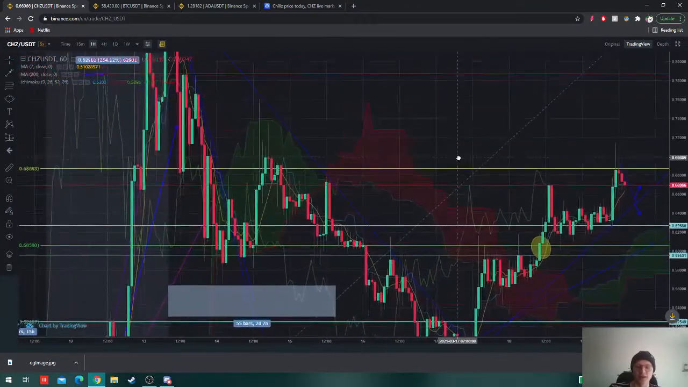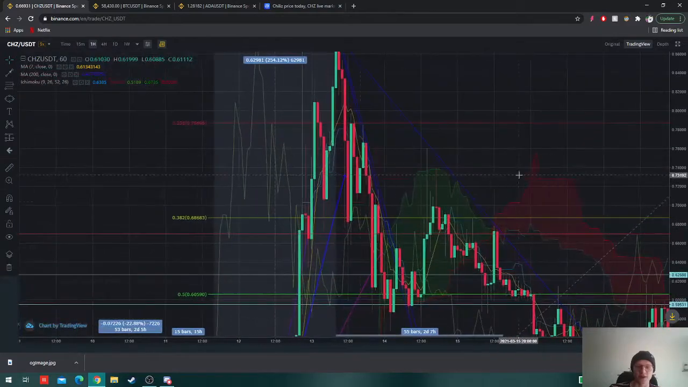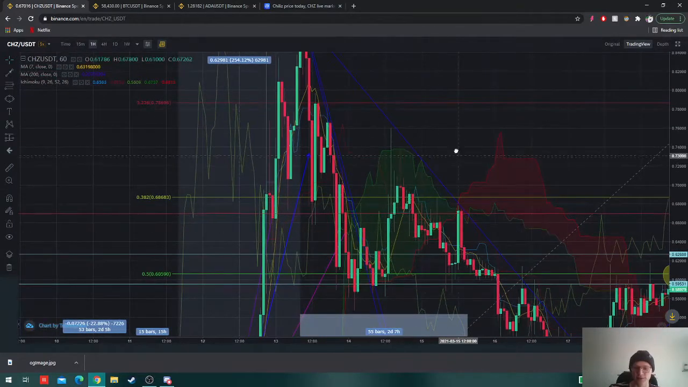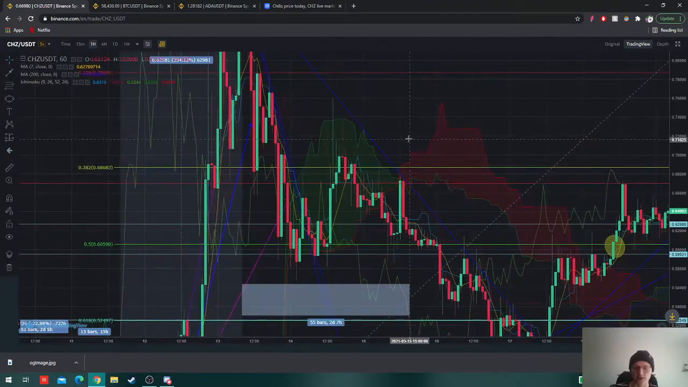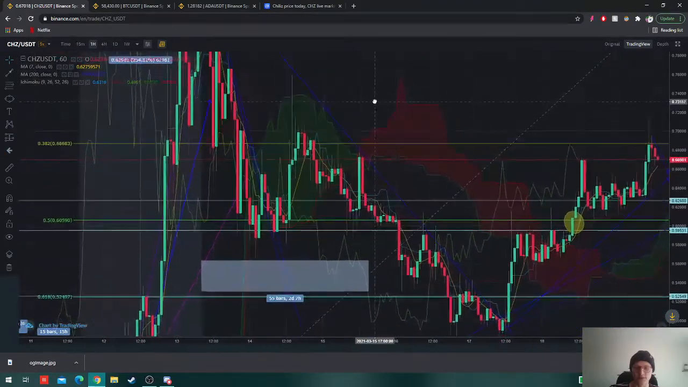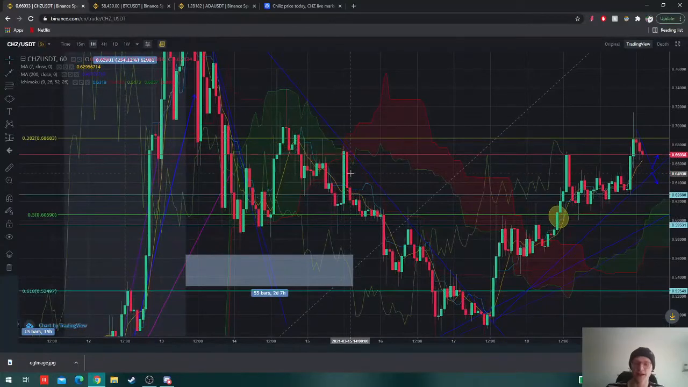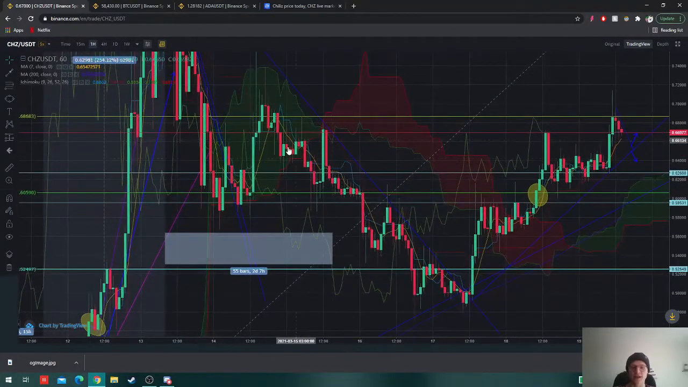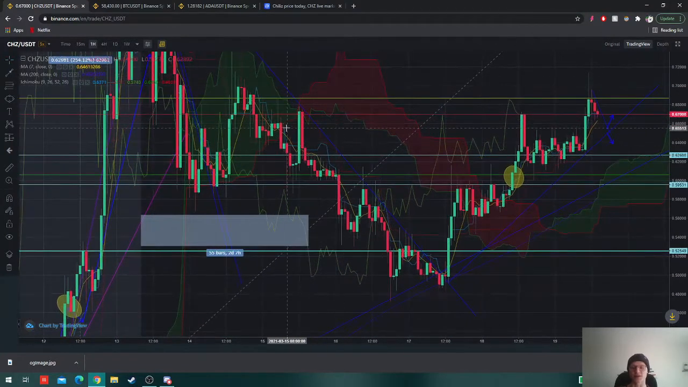For example, after the massive pump that occurred some time ago, the price went down and went right through the Ichimoku Cloud, as you can see over here. This is generally a really bearish sign. So you would sell at the point where the Ichimoku Cloud is broken, if you want to invest midterm.